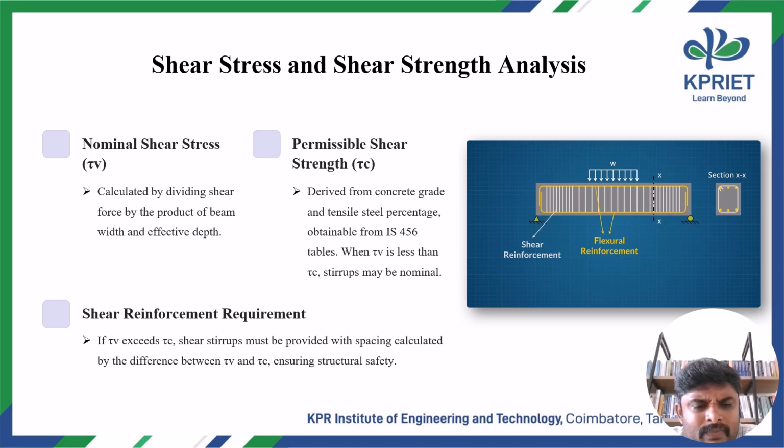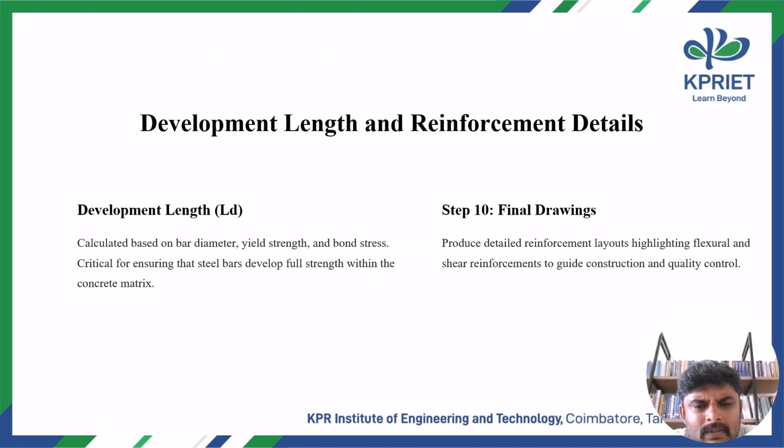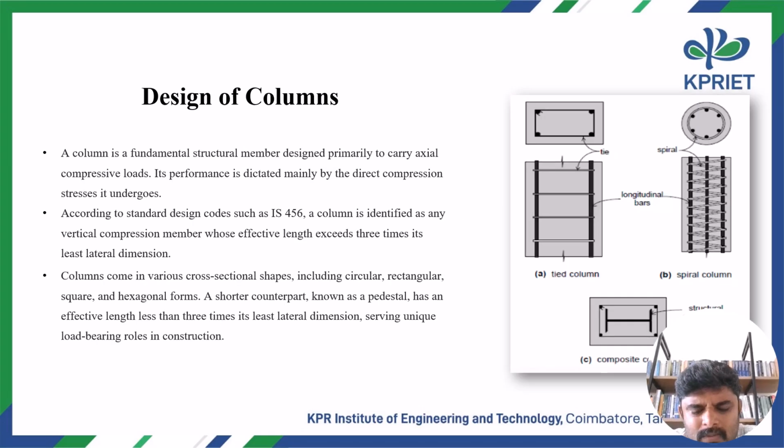Based on that, if tau V exceeds tau C, you have to provide shear reinforcement. If tau V is less than tau C, the member is safe in shear, so there is no need for any shear reinforcement. And then the spacing of stirrups. As per IS 456, there are two conditions: 0.75d and 300 mm.